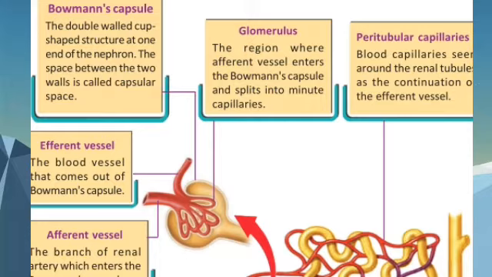The double-walled cup-shaped structure at one end of the nephron. The space between the two walls is called the capsular space. Outside the glomerulus you can see a cup-like structure called the Bowman's capsule. The space you can see is called the capsular space. From the glomerulus the ultrafiltration is taking place. So three areas: afferent vessel, glomerulus, Bowman's capsule.